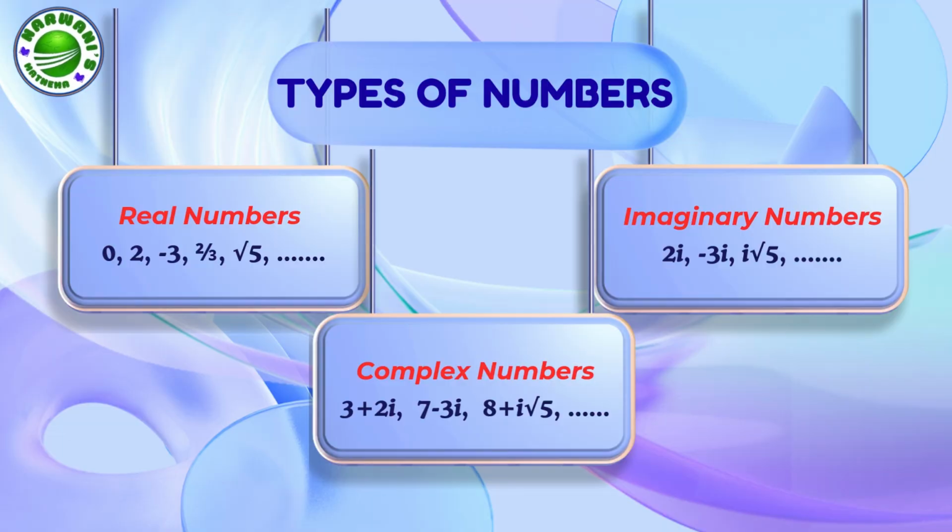Types of complex numbers. Number 1, real numbers: 0, 2, -3, 2 upon 3, under root 5 and so on. Number 2, imaginary numbers: 2 iota, -3 iota, iota under root 5 and so on. Number 3, complex numbers: 3 plus 2 iota, 7 - 3 iota, 8 plus iota under root 5 and so on.